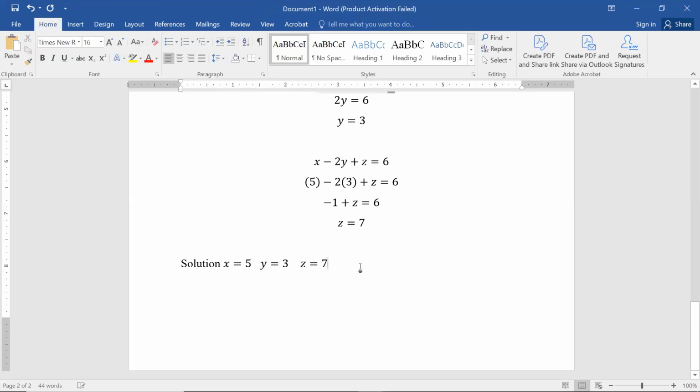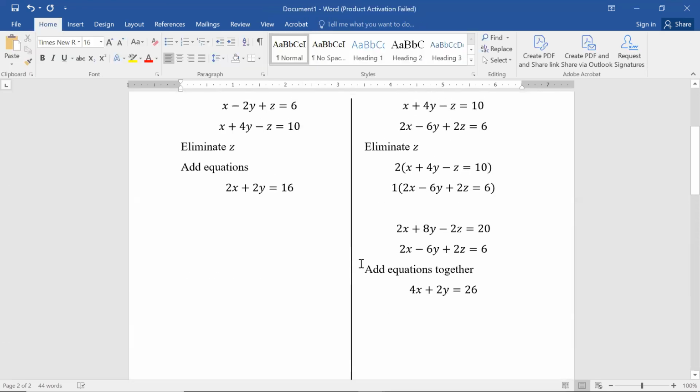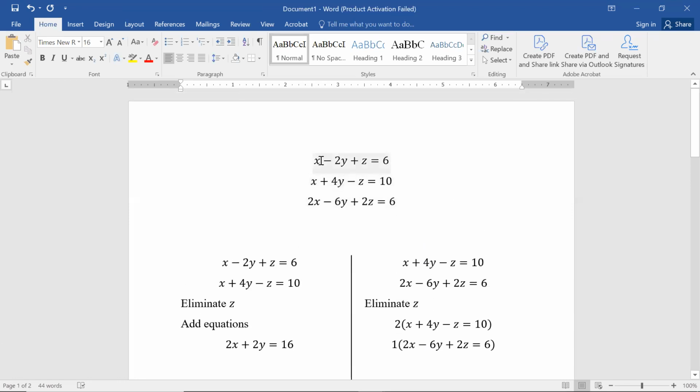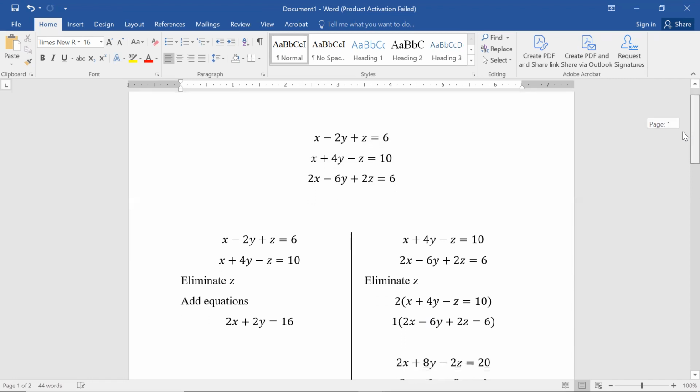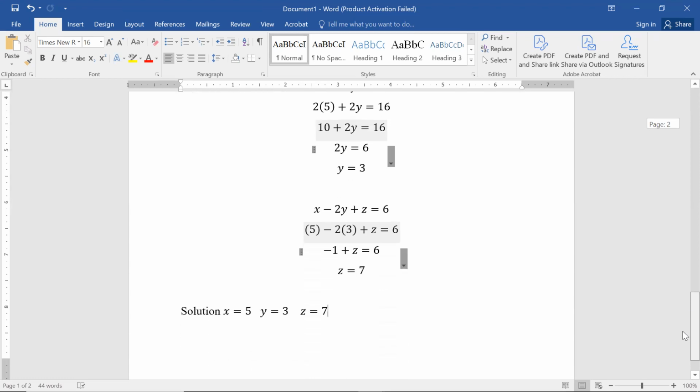I can check that solution by plugging it in to all 3 equations and seeing that I get a true statement in all 3 equations. In this case, you would. I won't spend the time doing that in this video, but in this case, you would get a true statement in all 3 equations.